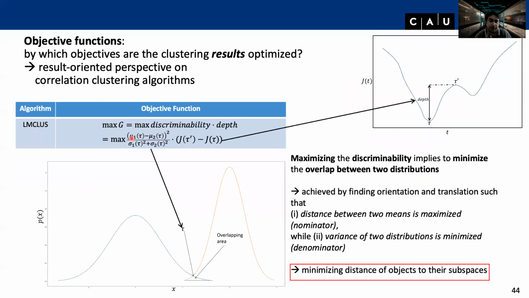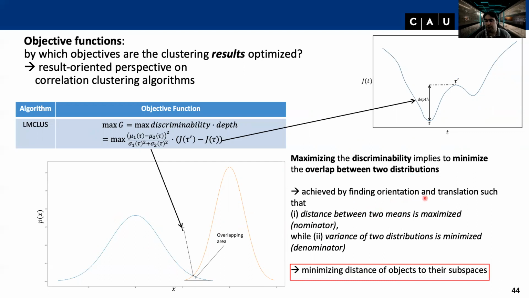And we have LM class. LM class has also a different approach for the objective function. There the goal is maximizing the discriminability, which implies minimizing the overlap between two distributions. So you have one distribution and a second distribution of objects around a subspace. You want to keep those two distributions of these subspaces as minimally overlapping as possible. So in other terms, keep this overlapping area to a minimum.